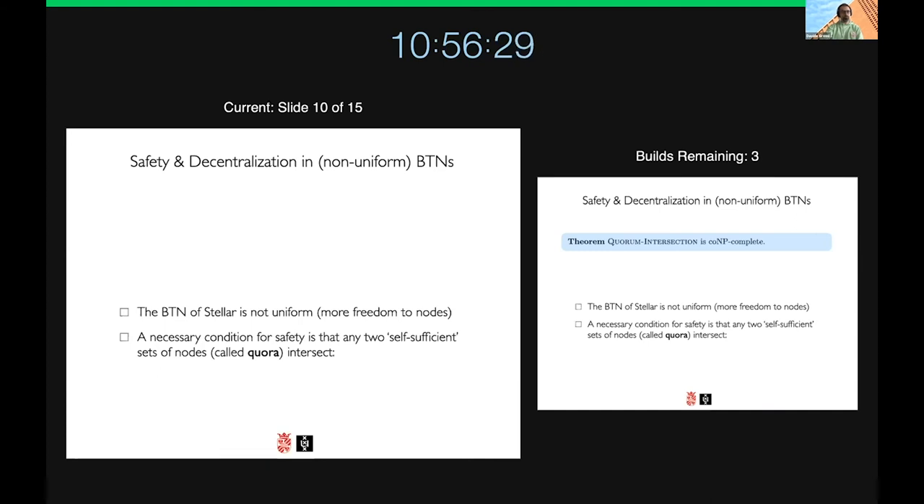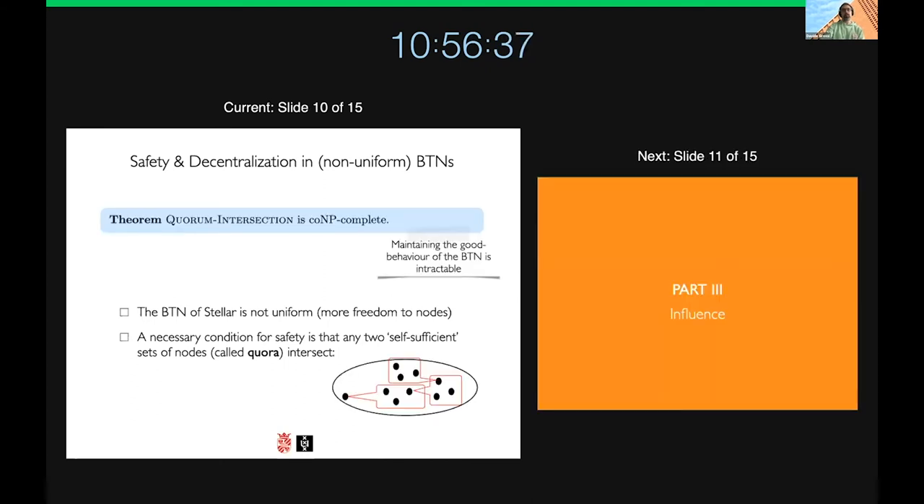A set of nodes should intersect. A self-sufficient set of nodes is what are called quora in Stellar, and you can think of them as this. In the picture here in the bottom right of the slide, that can be thought of as a quorum. A quorum is a set of nodes that contains a winning coalition for every member of the set. So it's a kind of set that, if it agrees, it can agree stably in validating a value for the chain.